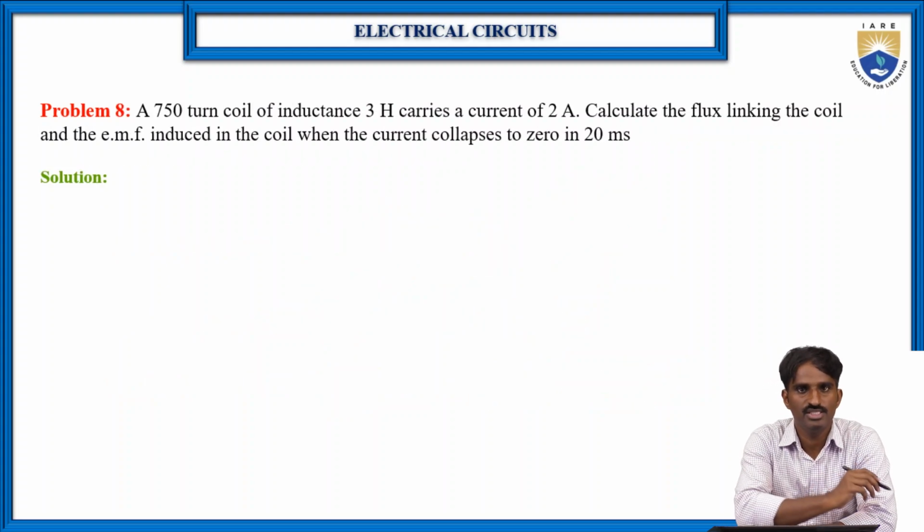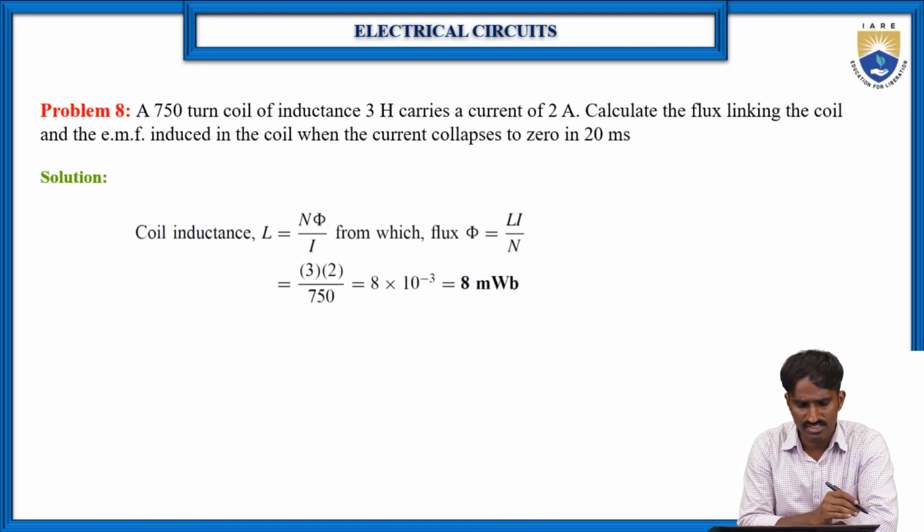Then coming to the eighth problem. A 750 turns coil of inductance 3 Henries carries a current of 2 amperes. Calculate the flux linking the coil and the EMF induced in the coil when the current collapses to 0 in 20 milliseconds. Of course, we use the same equations again.